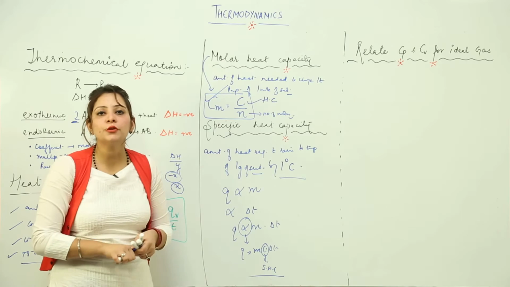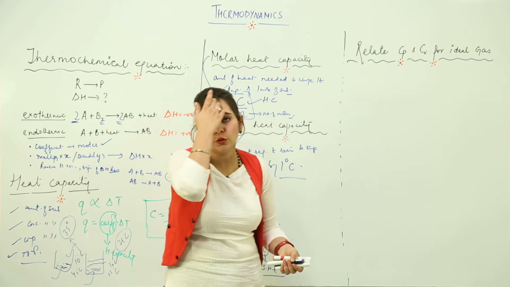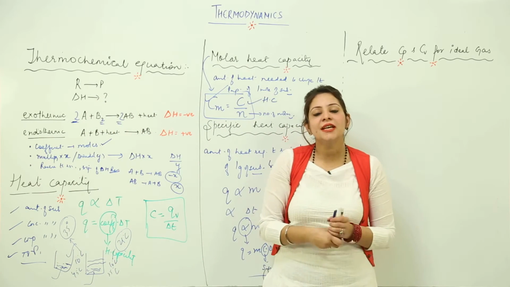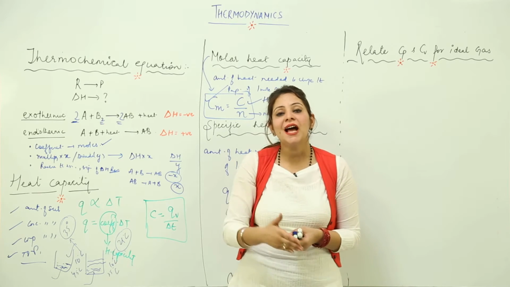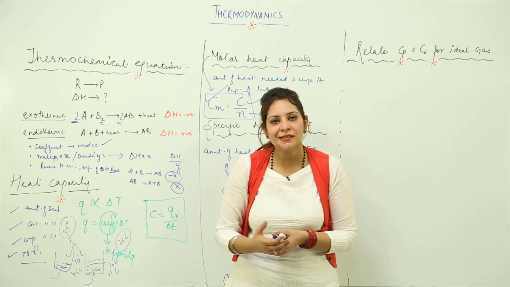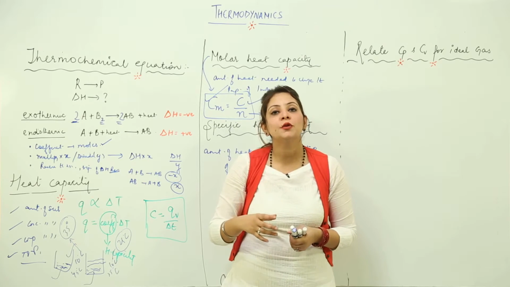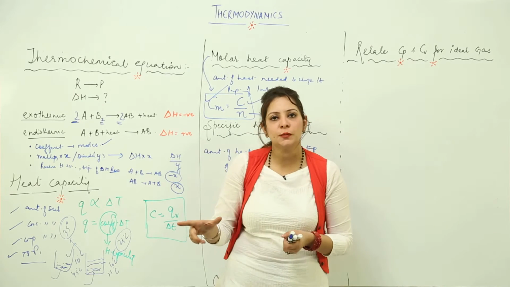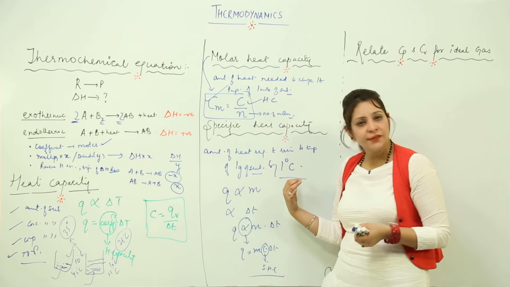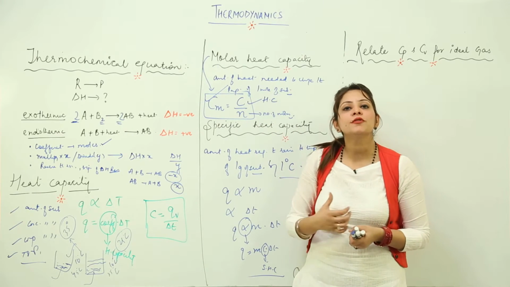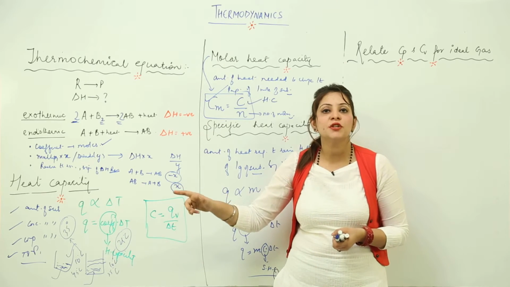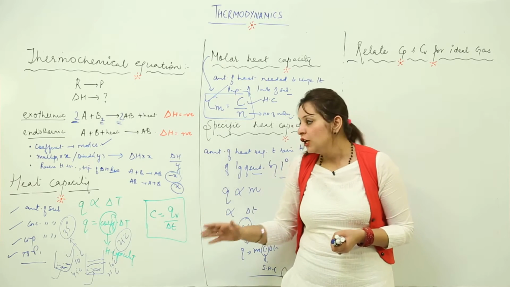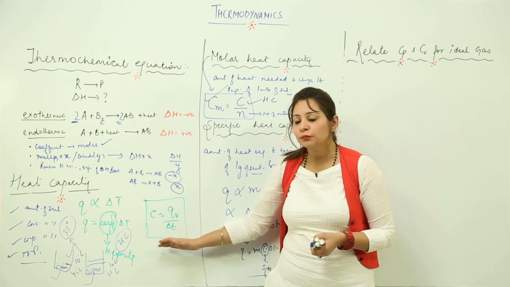So if somebody asks you about heat capacity, in general you will say that it is the amount of heat required to change the temperature of the substance. When I ask you what the molar heat capacity is, it means the amount of heat required to change the temperature of 1 mole of substance. And specific heat capacity is the amount of heat required to change the temperature of 1 gram of substance by a fixed temperature, that is 1 degree Celsius. So this is what we have as heat capacity.